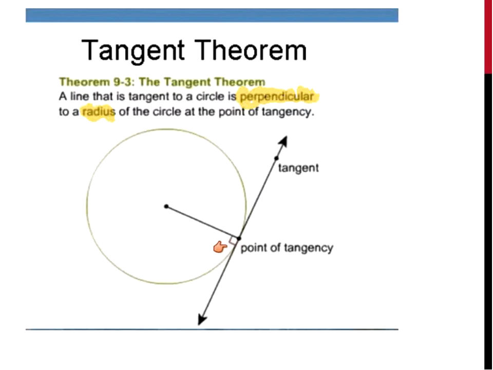How do I know it's a 90? Because they are telling me it is a tangent line. If you have a tangent line, it's automatically perpendicular. That's some key pieces of information for us. So we're going to put this to some use and do some problems with some numbers in it.